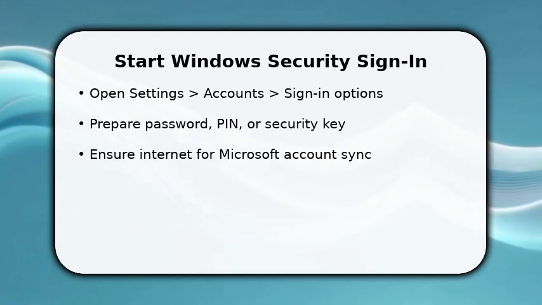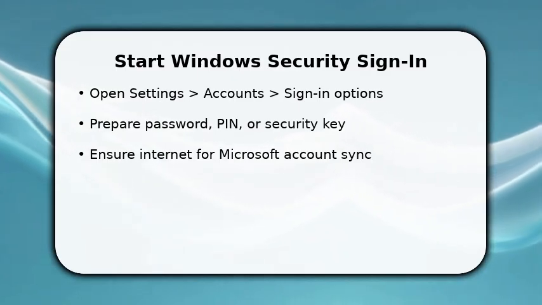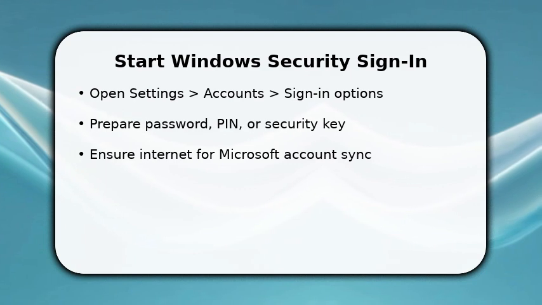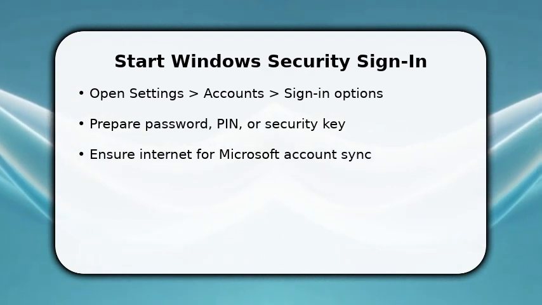Once done, click Add under the chosen method and follow on-screen prompts. You'll enter your current credentials to prove identity, so have any recovery codes handy. Next, focus on configuring your chosen authentication method so sign-in becomes quick and secure.